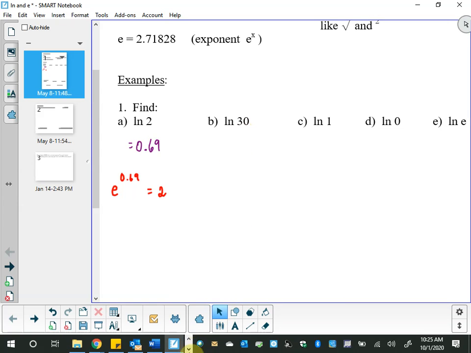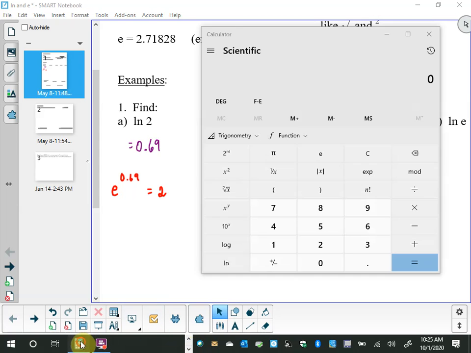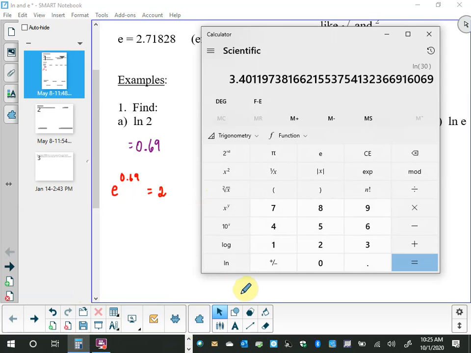Ln 30. So take out the calculator, put in 30, hit the ln button, and we get 3.40, and that's approximate.